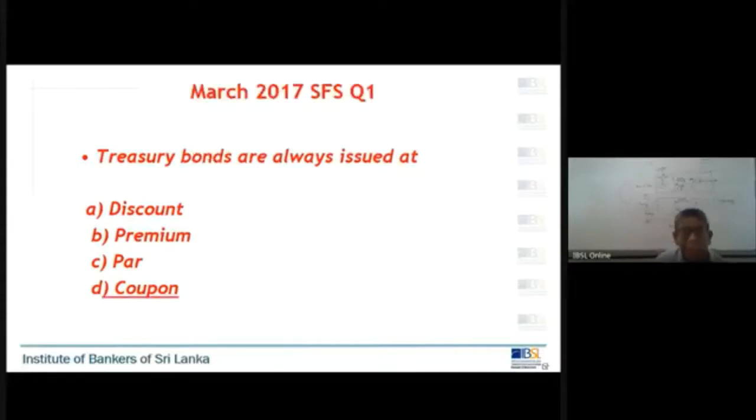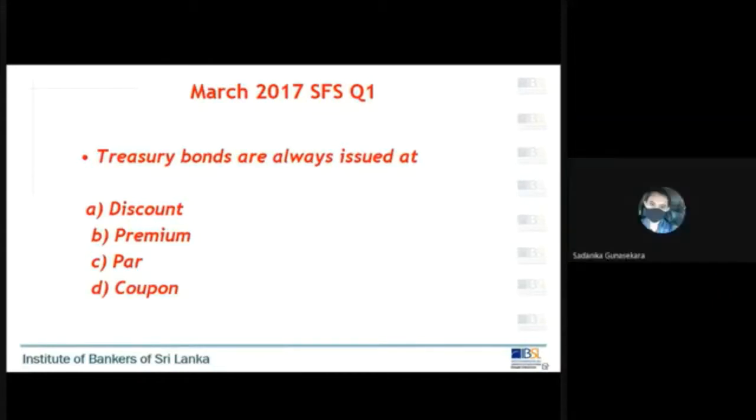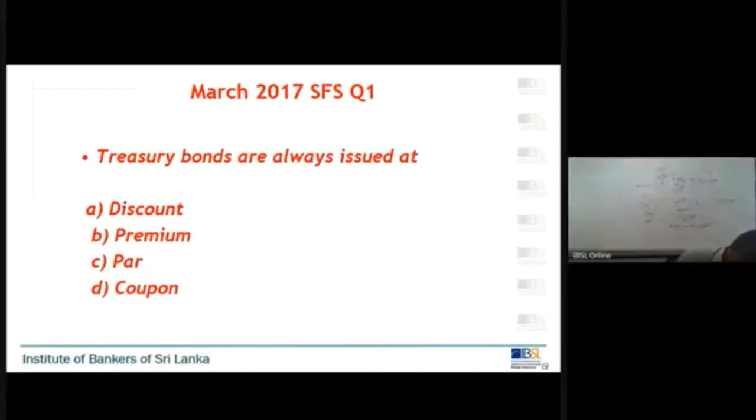Okay, now you tell me, treasury bonds are always issued at what? What is the method of payment for treasury bonds? Investor, what is the yield for you? The coupon rate. So what is the income he is getting? Usually a semi-annual coupon.